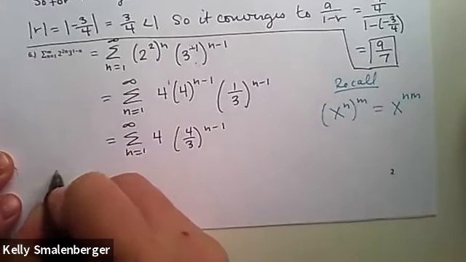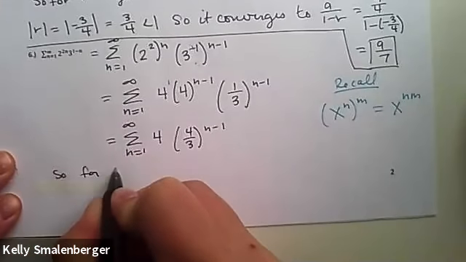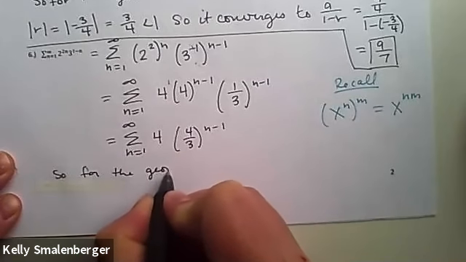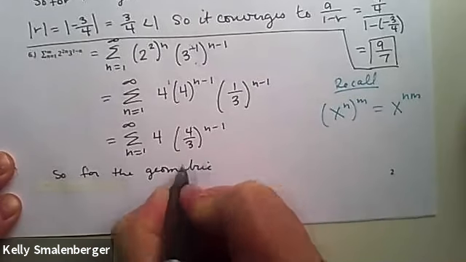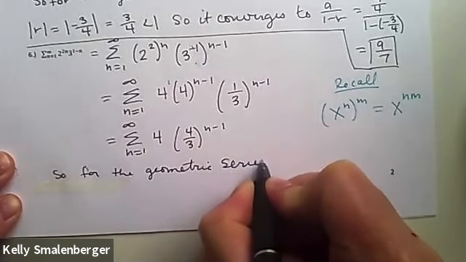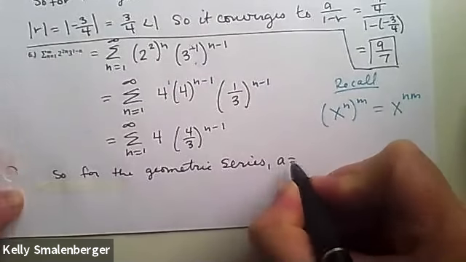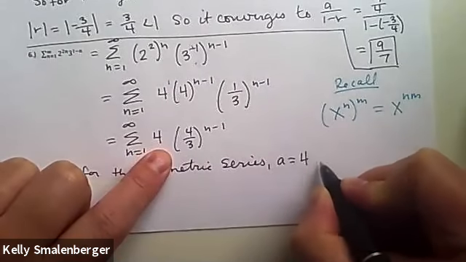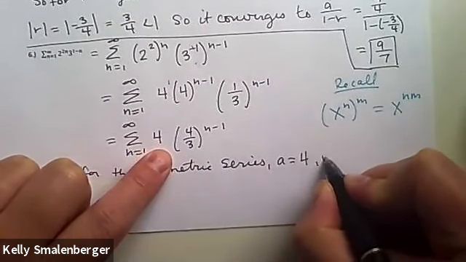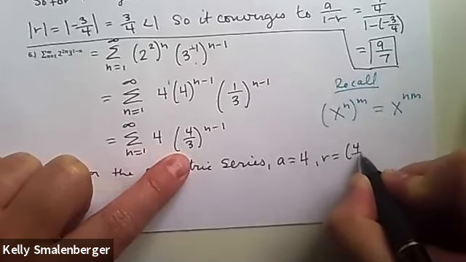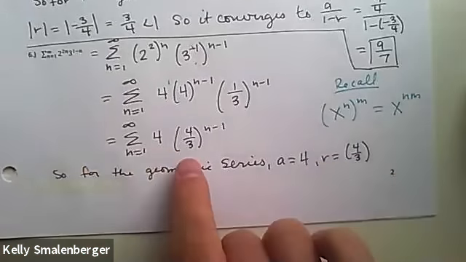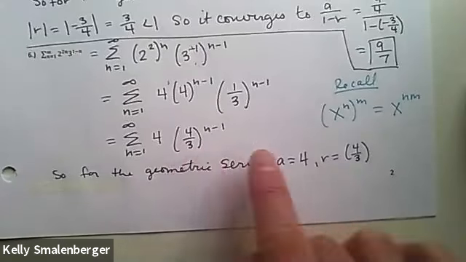Okay, so for the geometric series, a equals 4. A is just the number, and r equals 4 over 3, right? R is to the n minus 1 power.